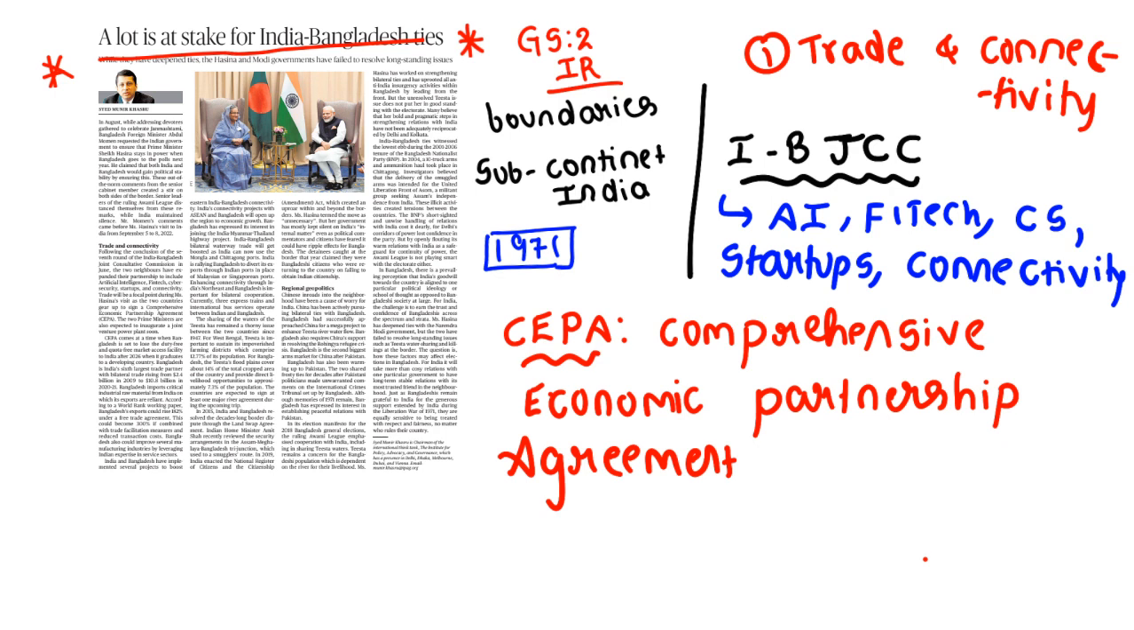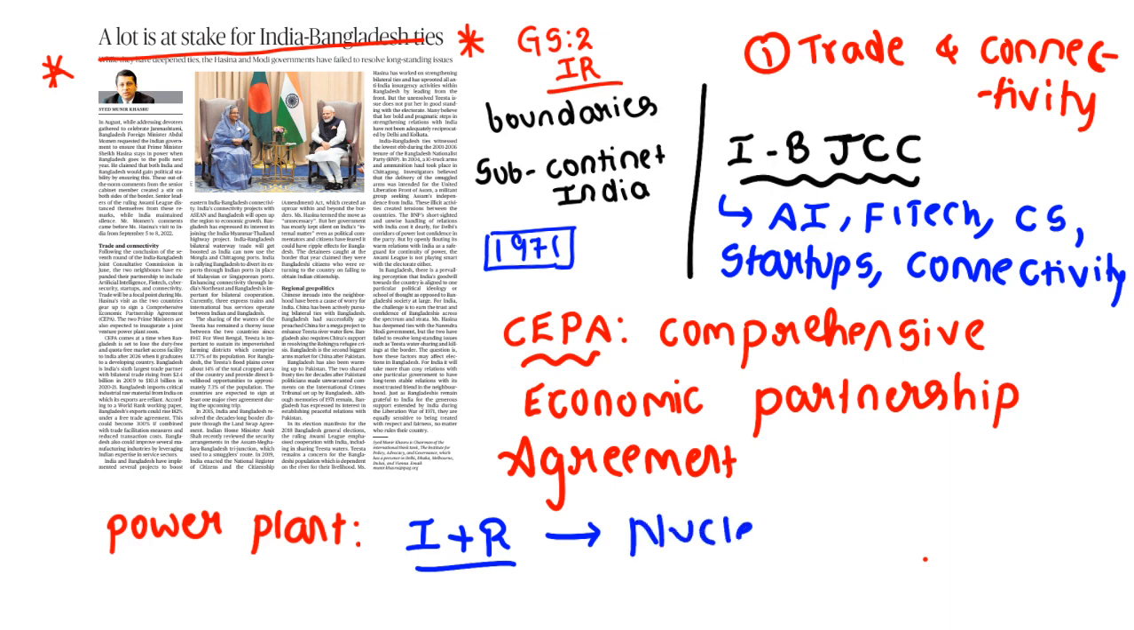The two prime ministers are also expected to inaugurate a joint venture power plant even. You know, both India and Russia. So India and Russia are jointly collaborating to come with some nuclear power plant in Bangladesh, in the region of Raipur.